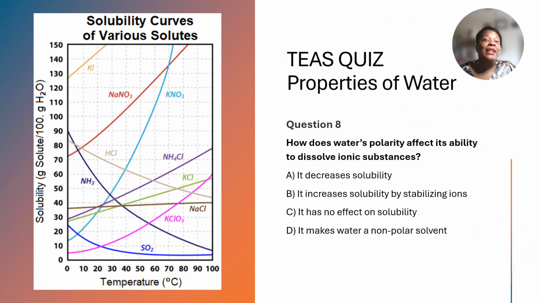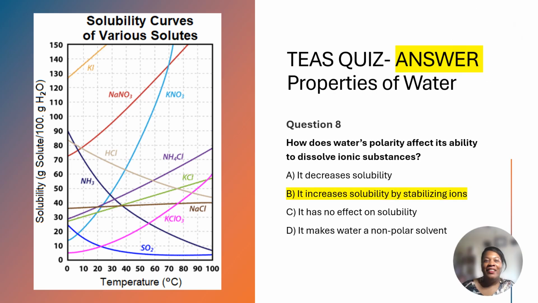So we have two last questions to ask you as it relates to the solubility curve of various solutes. Question number 8. How does water's polarity affect its ability to dissolve ionic substances? Is it because of A, it decreases solubility, B, it increases solubility by stabilizing ions, C, it has no effect on solubility, or D, it makes water a non-polar solvent? The correct answer is B. It increases solubility by stabilizing ions.